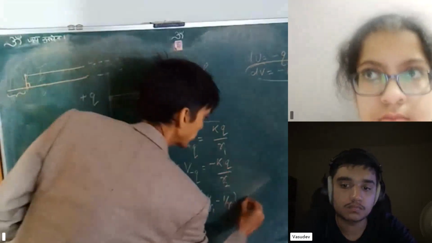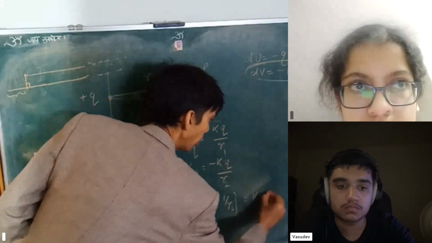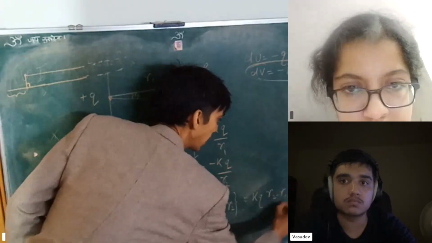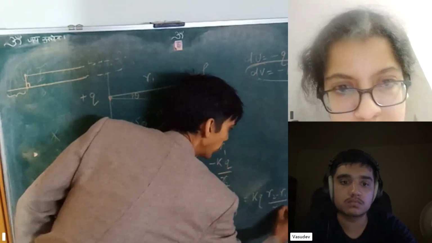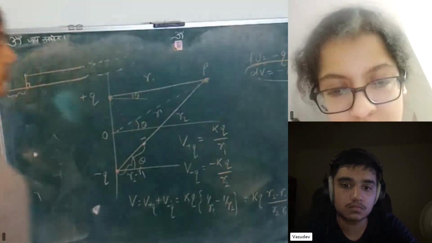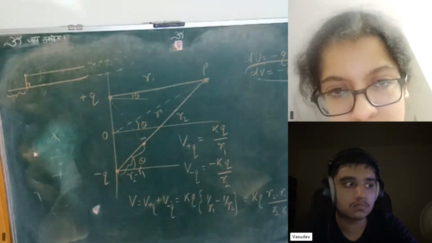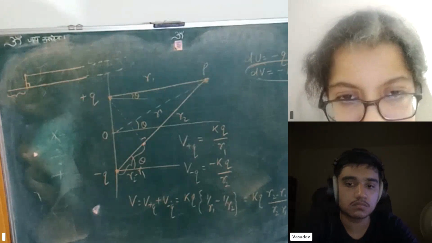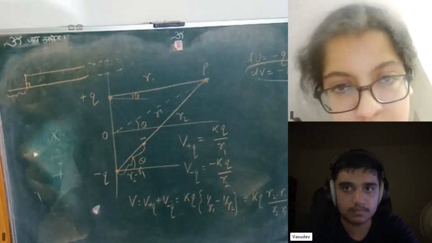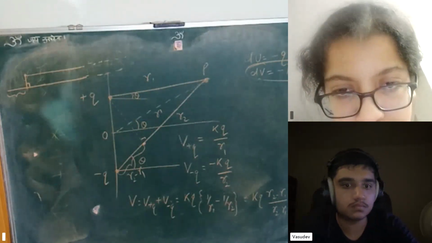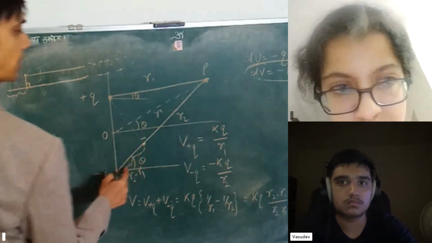This is what to us? KQ (R2 minus R1) by R2 into R1. Right? Do check here. Yes, sir. Now what is R2 minus R1? This factor is R2 minus R1, correct?